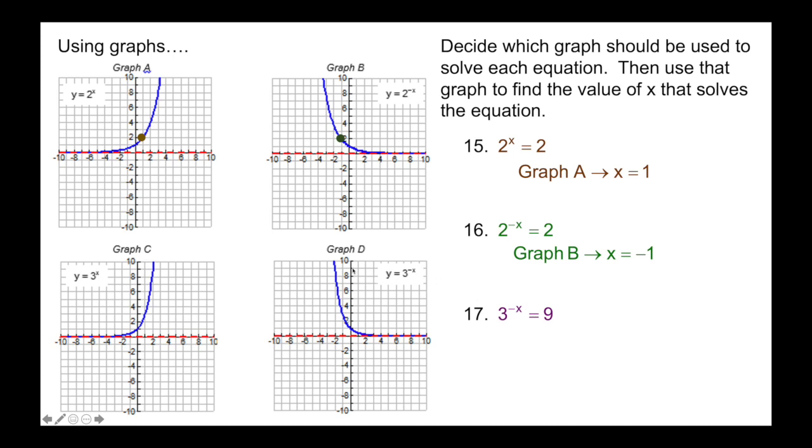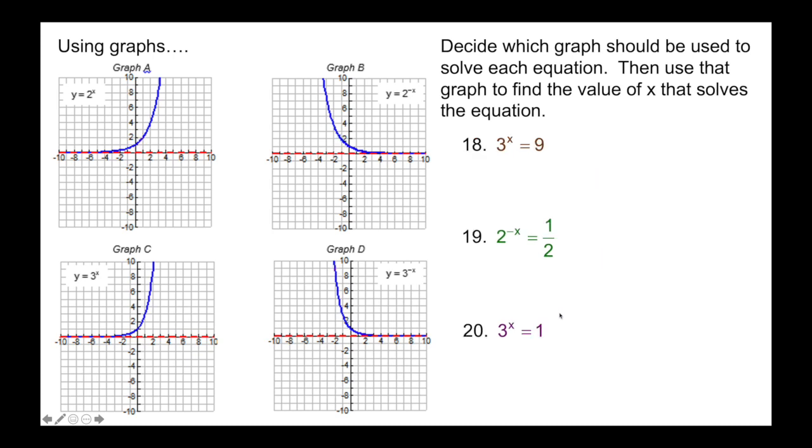For this one then, I'll go to 9. I look at where it intersects. That's going to be here. And then if I look for where it's going to match up with my x-axis, I'm getting negative 2. Once again, I want to check that. 3 to the negative second is 1 over 3 squared. 3 squared equals 9, so now we know that that's the correct answer.